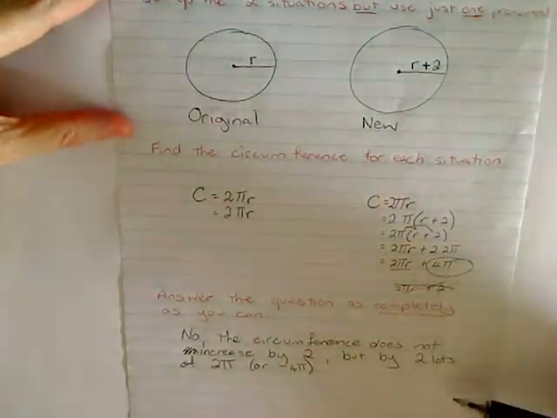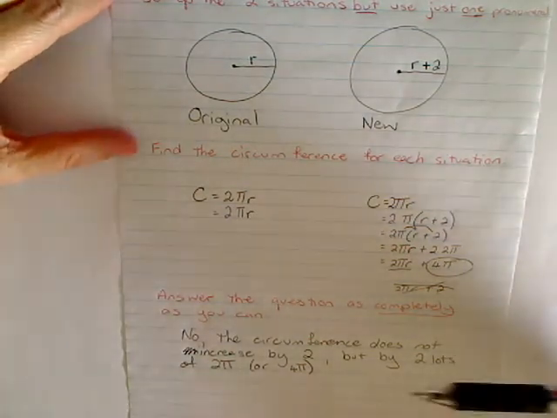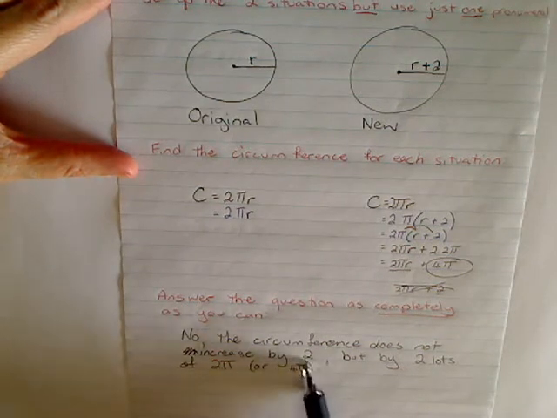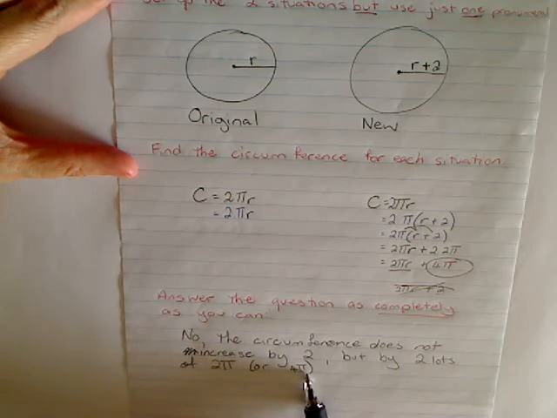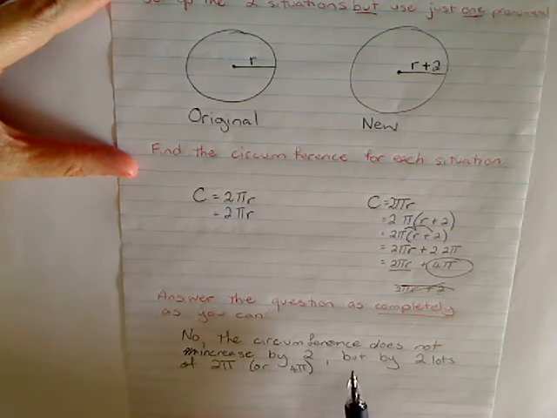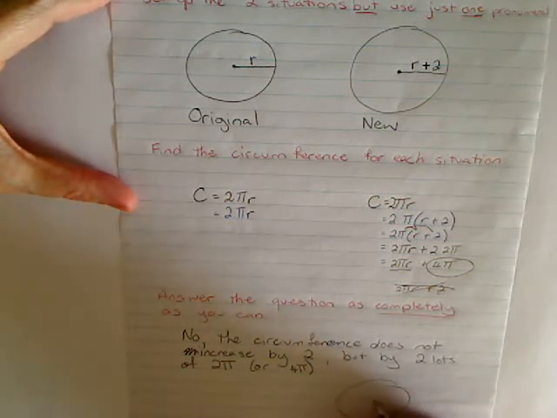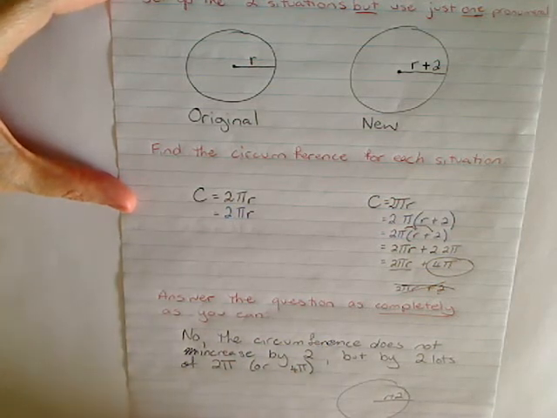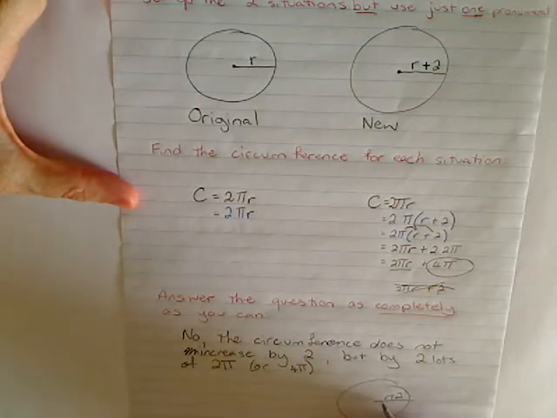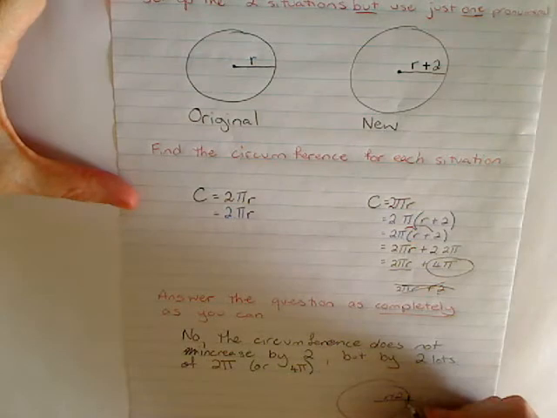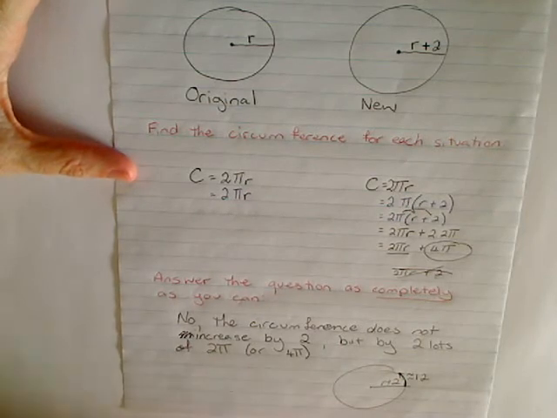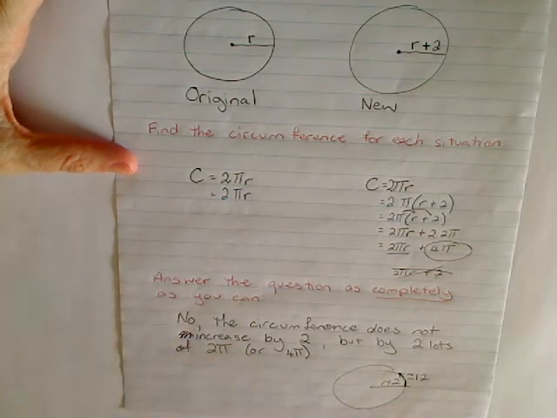So that's the general situation. The circumference will not increase by 2, it will increase by 2 lots of pi, which is in fact 4 pi. Pi's around 3.1415 and so on. So in fact, if you increase our radius by 2, the circumference actually increases by about 12, 4 by pi, which is a bit over 12. So it's much, much more than just an extra 2 centimetres there. It's actually around 12.